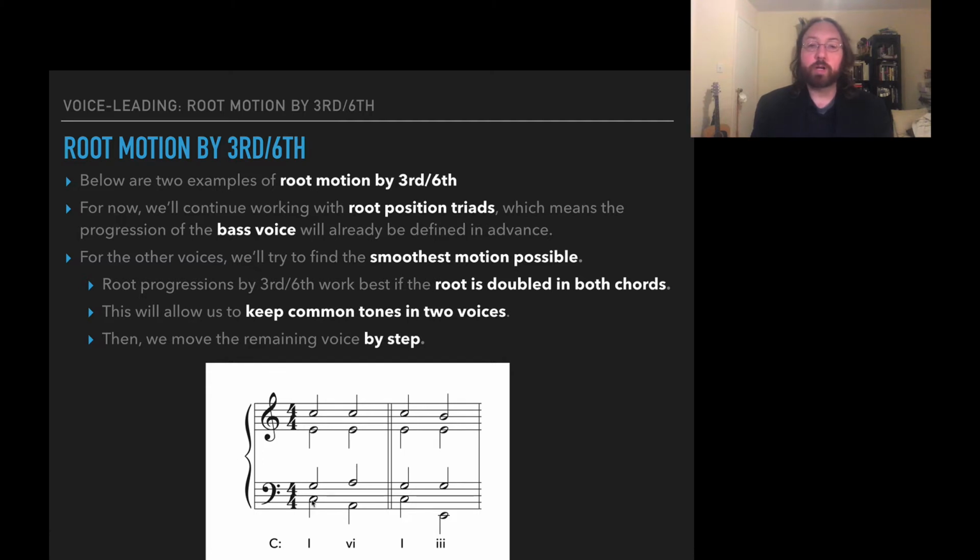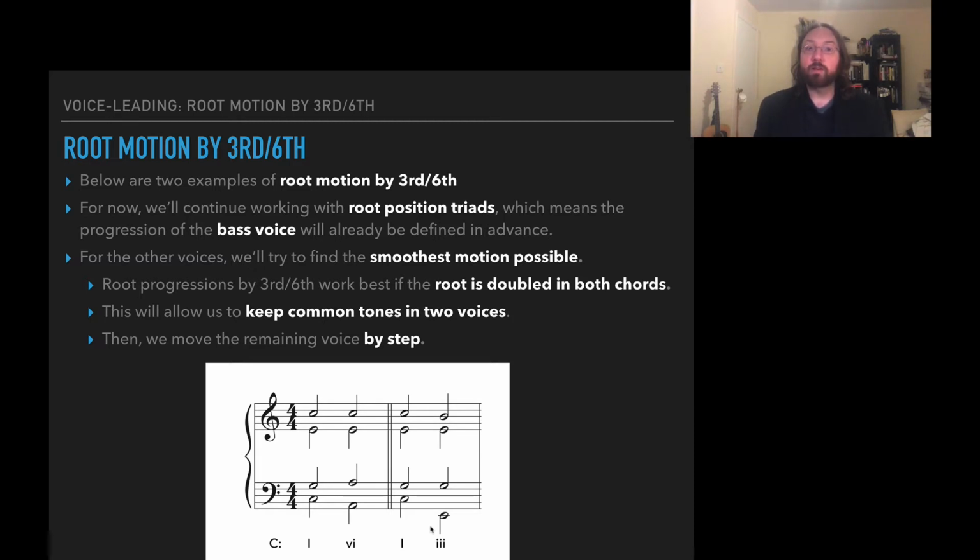We're already working with root position triads, so we know if we're moving from 1 to 6, we're moving from a C to an A if we're in C major. And if we move from 1 to 3, down a sixth here, we'd be moving from C to E in C major. So if we're working with root position triads, the bass voice is already taken care of. For the other voices, we'll try to find the smoothest motion possible, just like we did in working with root motion by fourth and fifth.